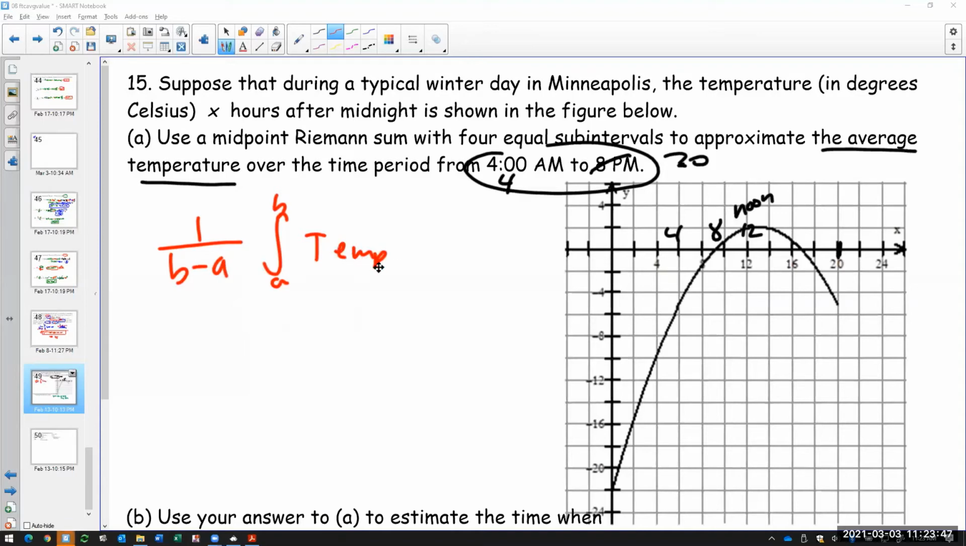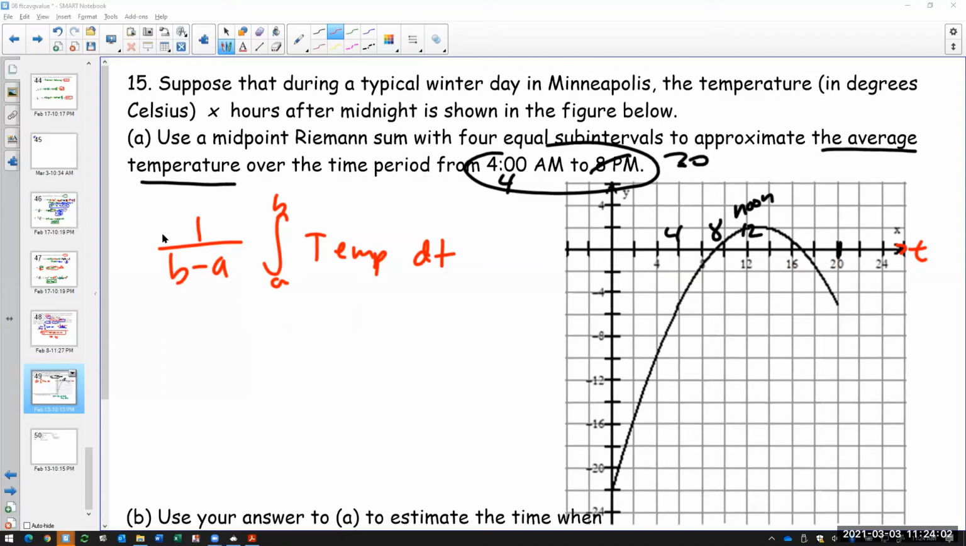If you want the average value of your dog, you'd put your dog here. Well, I want the average value of temperature, so I would put temperature here. And this is with respect to time. This is a time on the x-axis, so this is with respect to time.